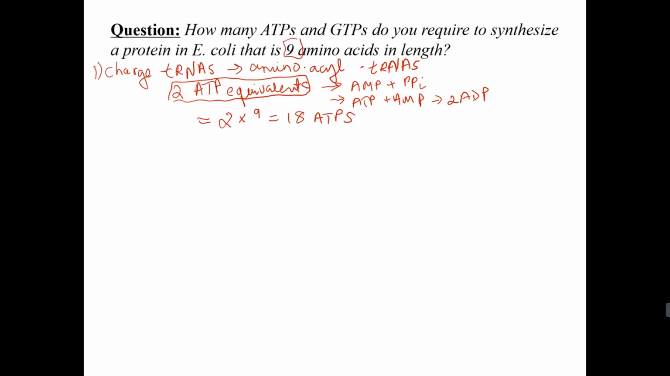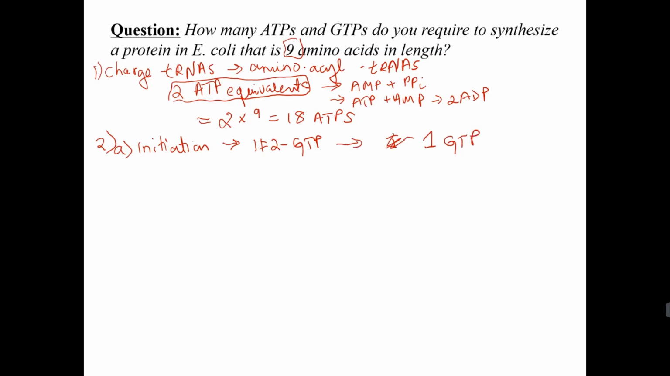All right, so then in the process of translation, we're going to break it down so that we do initiation first. And remember, during initiation, the only initiation factor that requires GTP is IF2. Okay, and again, so that's bound to GTP, so we need 1 GTP there.